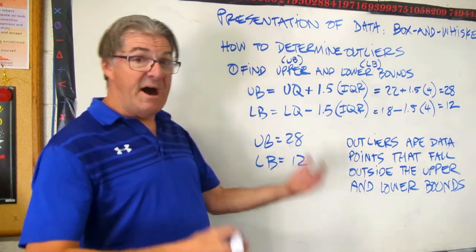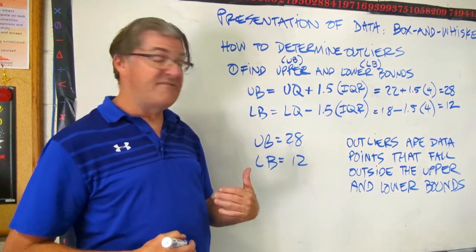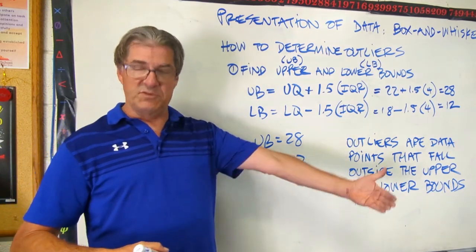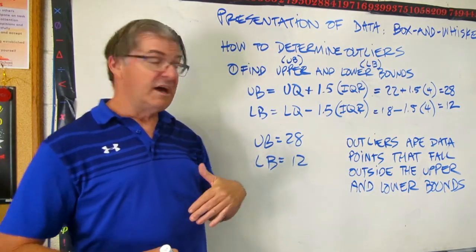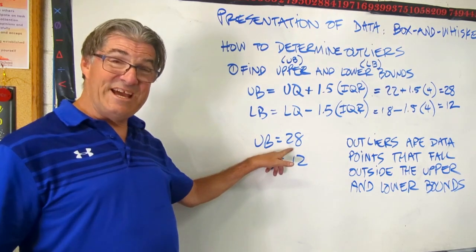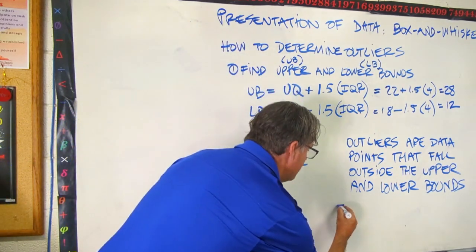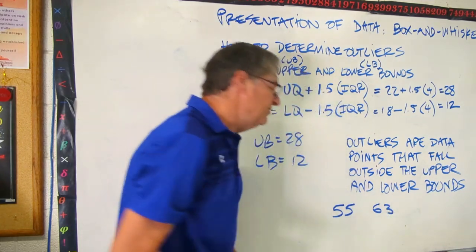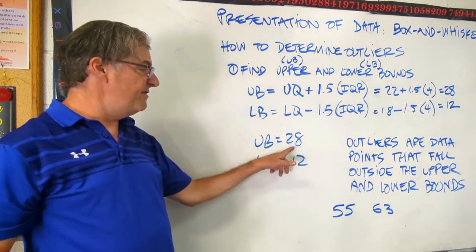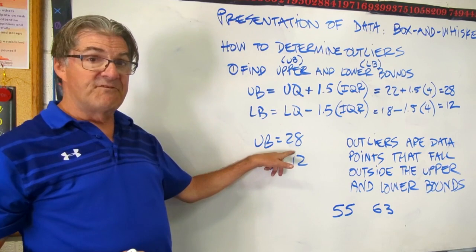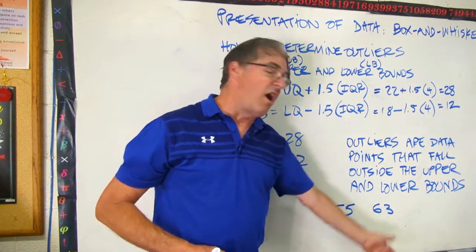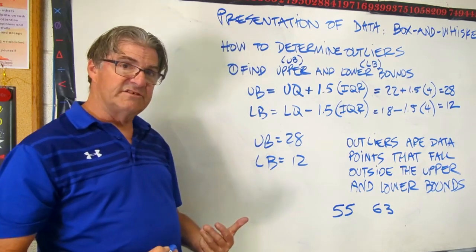Okay, so on the bottom end, our smallest data point was 17. The lower bound is 12. So none of the data points on the low end are outliers. But the upper bound is 28. And as you recall, we had a data point that was 55 and we had a data point that was 63. So both of those are quite a bit further up from the upper bound. So that gives us certainty that these guys are called outliers.